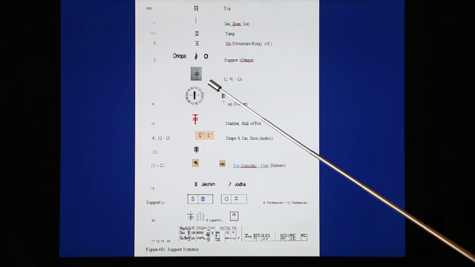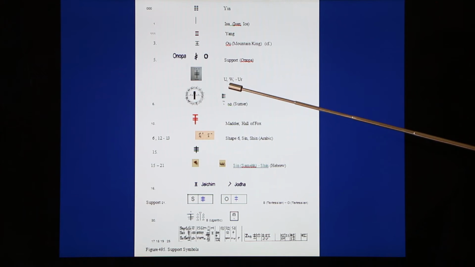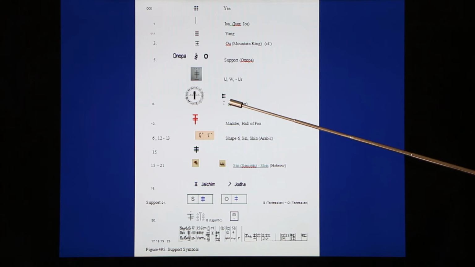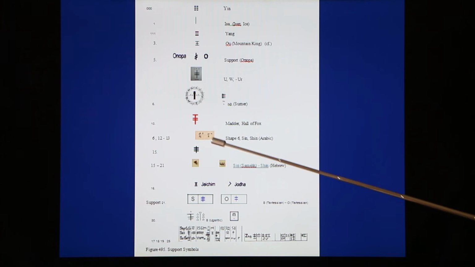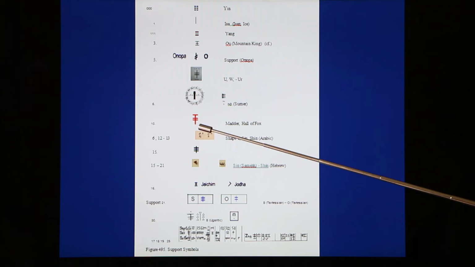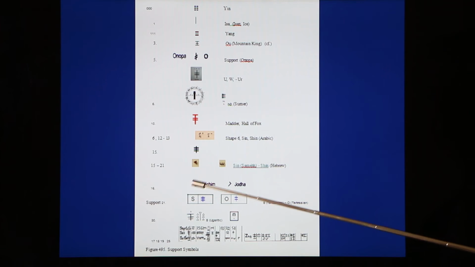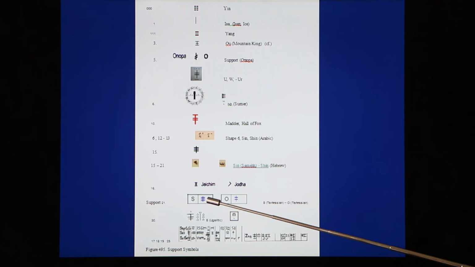I take this and I add 4 lines, and I have U, W, or Ur. I have this and I have a Jed, or in Sumer I have O. In Old Russian, this is Madder or Hall of Fox. This is Samek. Here is Samek in another form. This is Jaikeb. Here it's in Tartessian. Here in Ugaritic. And here in Sumerian.